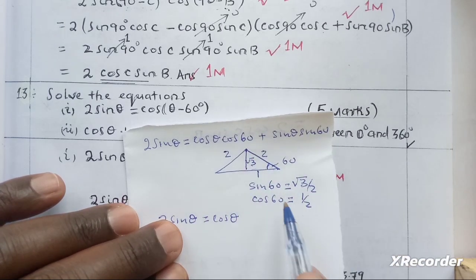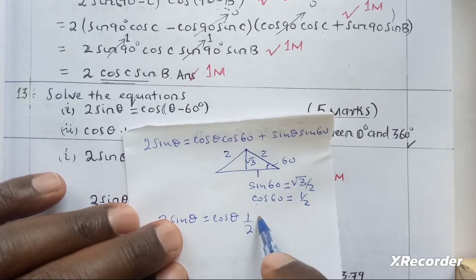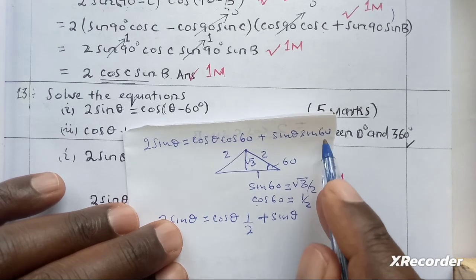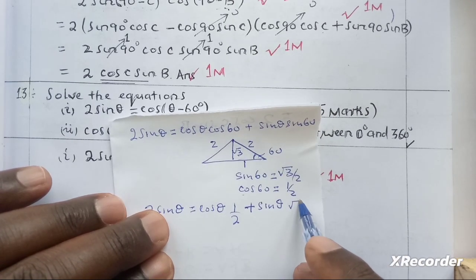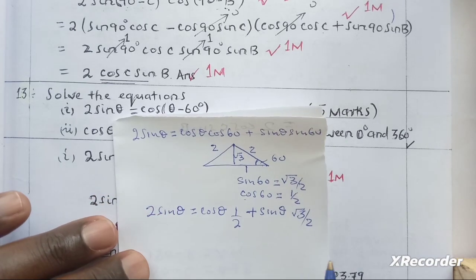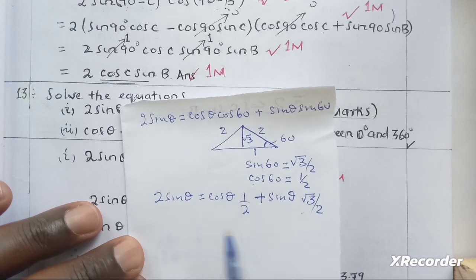This one is cos 60. Cos 60 is a half, plus sin theta sin 60. Sin 60 is root 3 all over 2. We can now bring this root 3 this side so that we have like terms together.